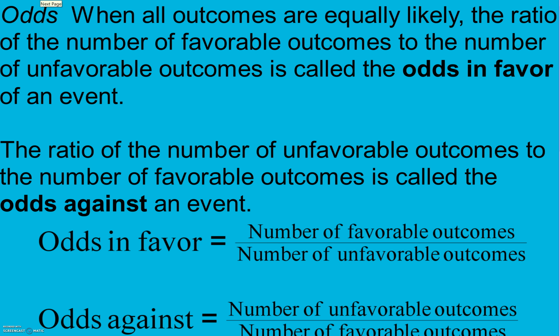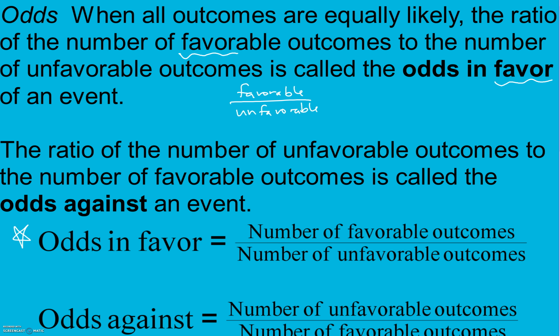Last thing for section 6.7 here is odds. When all outcomes are equally likely, the ratio of the number of favorable outcomes to the number of unfavorable outcomes is called the odds in favor of an event. So favorable outcomes is odds in favor when we compare that to unfavorable. So favorable to unfavorable, just like our formula right here, is odds in favor.